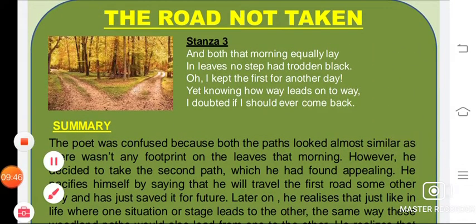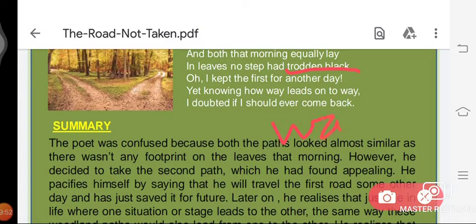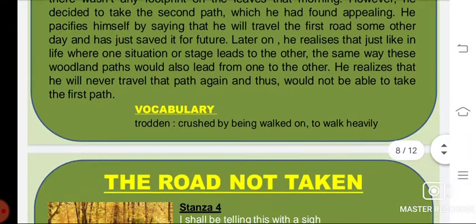And trodden black means walked by a human being.